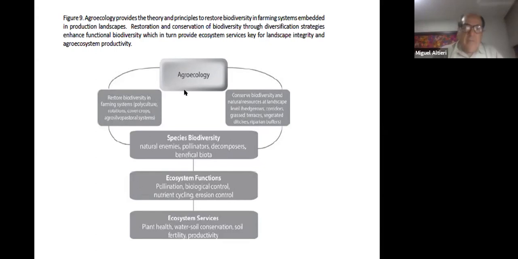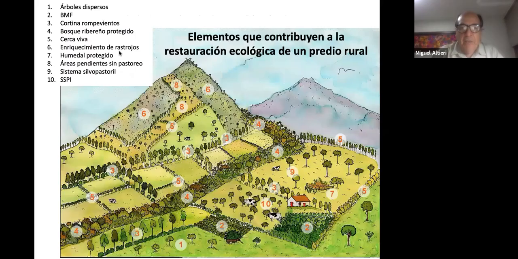So, for example, let's consider this landscape, and each number that you can see here is some kind of practice that you can use at the landscape level. So for example, one is dispersed trees that are in the landscape.